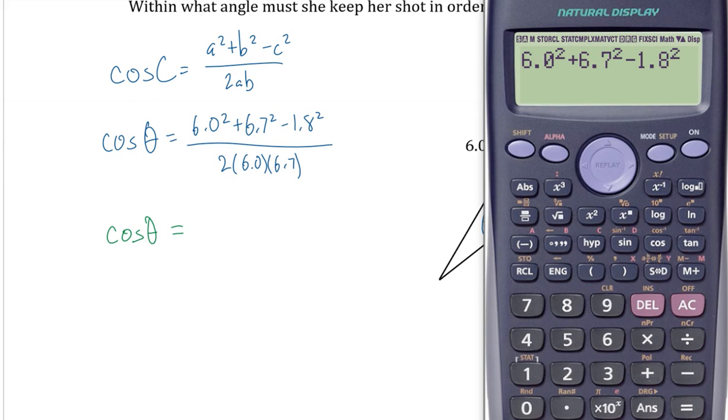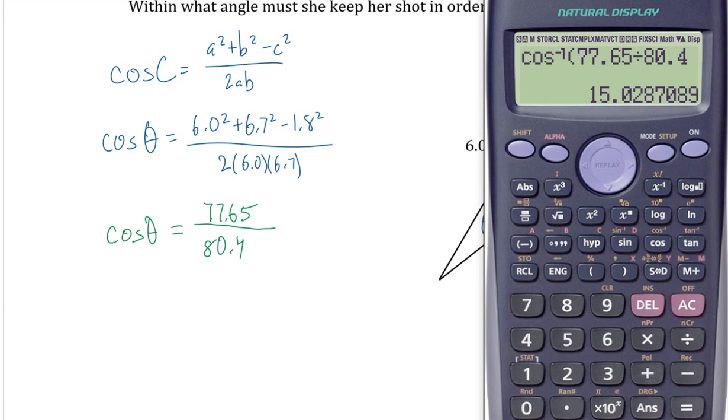Now I'm going to get a fraction, but I'm going to get a decimal answer here, but that's fine, 77.65. Do not round that. Don't ever round until the final step. Okay, so I've got the bottom, 2 times 6.0 times 6.7, 80.4, and then we're doing shift cos 77.65 divided by 80.4. Okay, and let's see what that gives us. That gives us 15, so that's going to be 15 degrees, but I'm not going to write that down just yet because I'm going to do a couple other things.